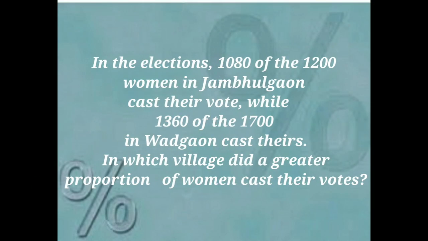Question 6. In the elections, 1080 of the 1200 women in Jambulgaon cast their vote, while 1360 of the 1700 in Vadgaon cast theirs. In which village did a greater proportion of women cast their votes? Now, to find out the village in which a greater proportion of women cast their votes, we will have to first find out the percentage of votes by women in individual villages and then compare.